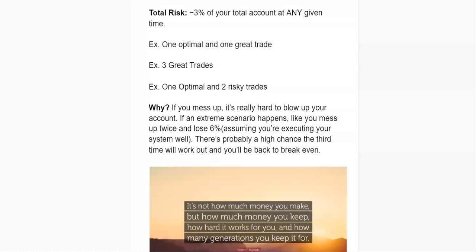So a big important thing, last thing, is to minimize your total risk at any given time. So that would be ideally 3% or even 2%, whatever your risk tolerance is. My risk tolerance is a little bit higher, so I prefer 3%, but it depends on you. So for example, one optimal trade at 2%, one great trade at 1%, 3 great trades at 1% each, or one optimal, 2 risky trades. So why would we do this?